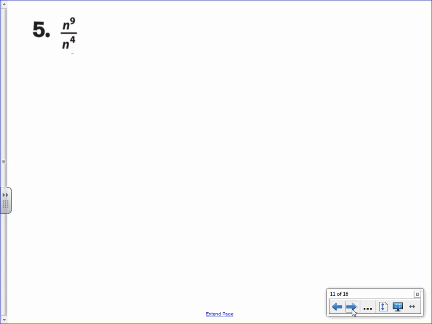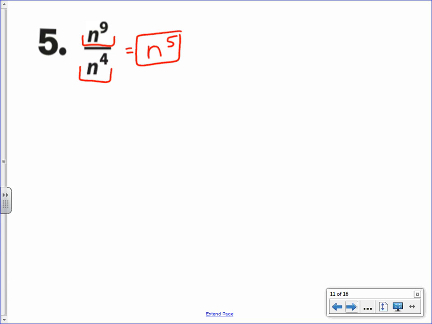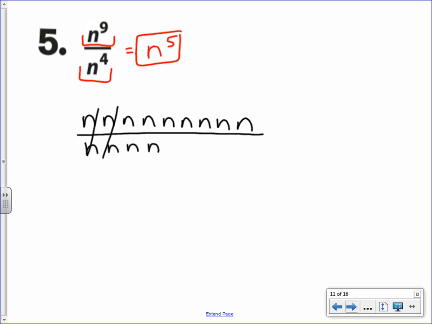Always check yourself. n to the 9th power divided by n to the 4th power. Okay? I have powers with the same base. My base is n. I keep my n. The rule is, when dividing powers of the same base, keep the base, n, subtract the exponents. 9 minus 4 is 5. Again, I don't know what n is, so I can leave it just like that. 1, 2, 3, 4, 5, 6, 7, 8, 9. 1, 2, 3, 4. Cancels, cancels, cancels, cancels. And you see I have 5 left.